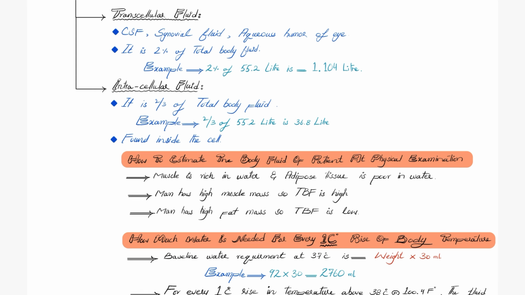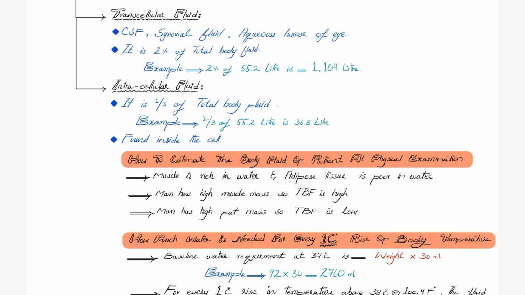Now, how to give a rough estimation of the body fluid of the patient just by looking at the patient? When we know this basic knowledge, then we can give a rough estimation of the body fluid. Muscle is rich in water and adipose tissue is poor in water. So if a patient has high muscle mass, it means that the total body fluid in that patient is high. And if a patient has high fat mass, it means total body fluid in that patient is low.